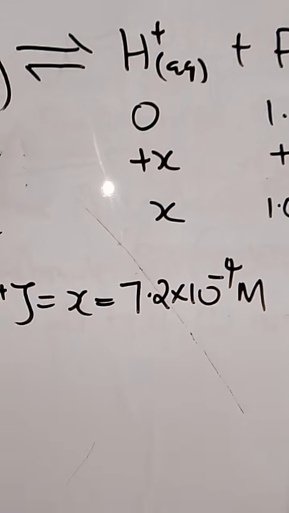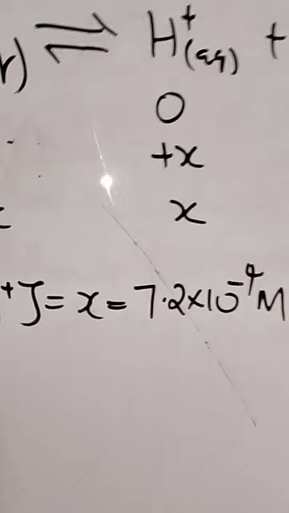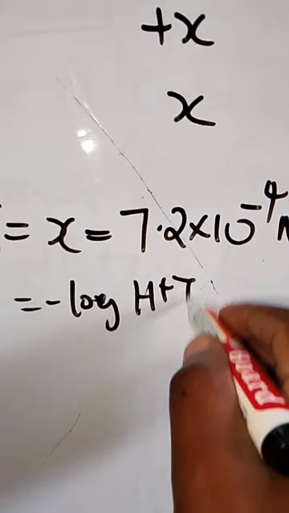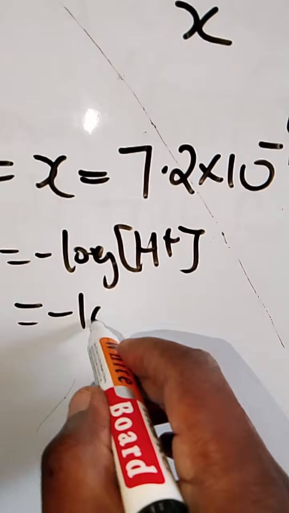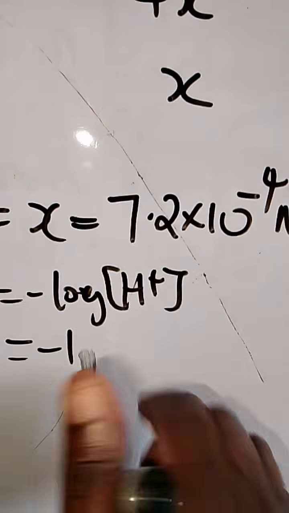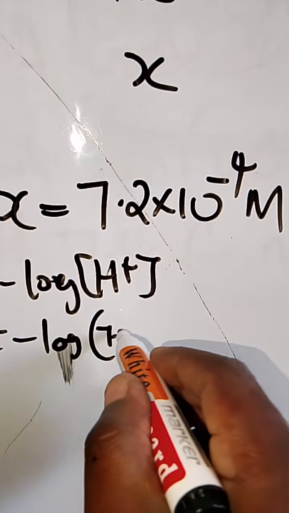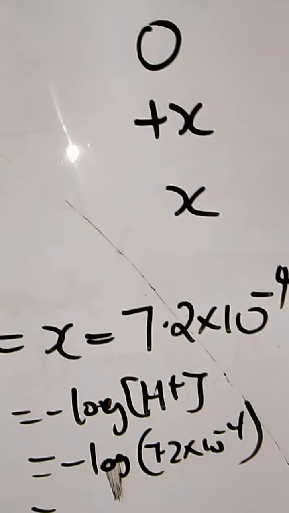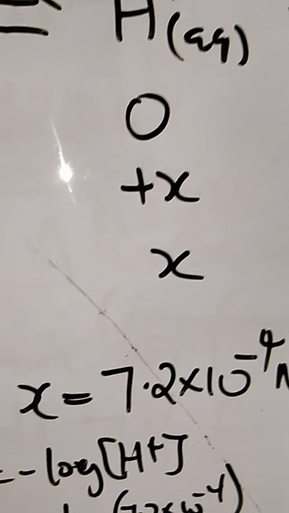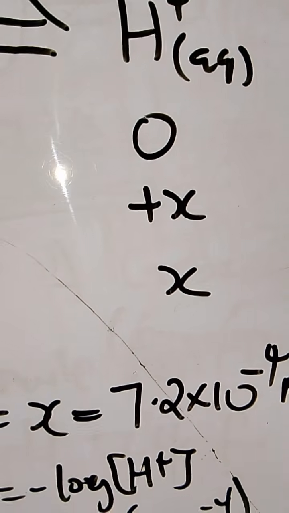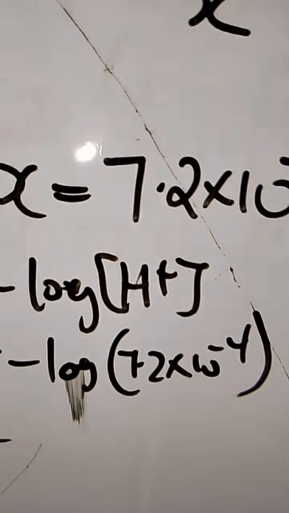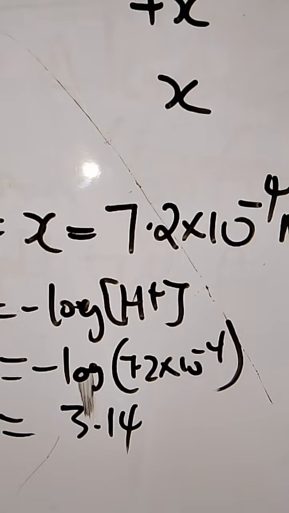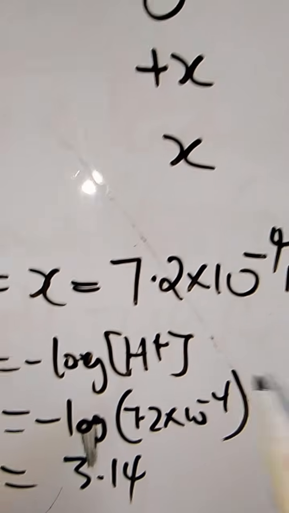So this is the concentration of X. If you know the concentration of X, you can as well calculate the pH. We know that pH is equal to negative log hydrogen concentration. So negative log 7.2 times 10 to the power negative 4 will give us, when you calculate, 3.114. So that is the pH of the solution.